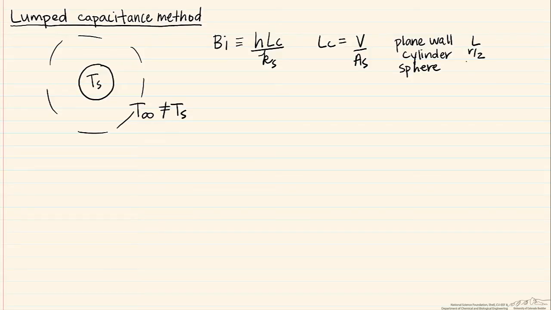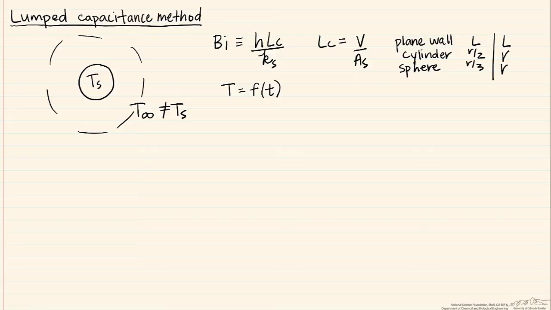However, there's a more conservative approach that defines the characteristic length as the length associated with the maximum spatial temperature difference, which would still be L for a plane wall, but radius for both cylinder and sphere. The easiest method to use to solve for the time it takes to achieve steady state is lumped capacitance. And here we assume that the temperature of the solid is spatially uniform at any given time. So that means that the temperature is a function of time, but not position.